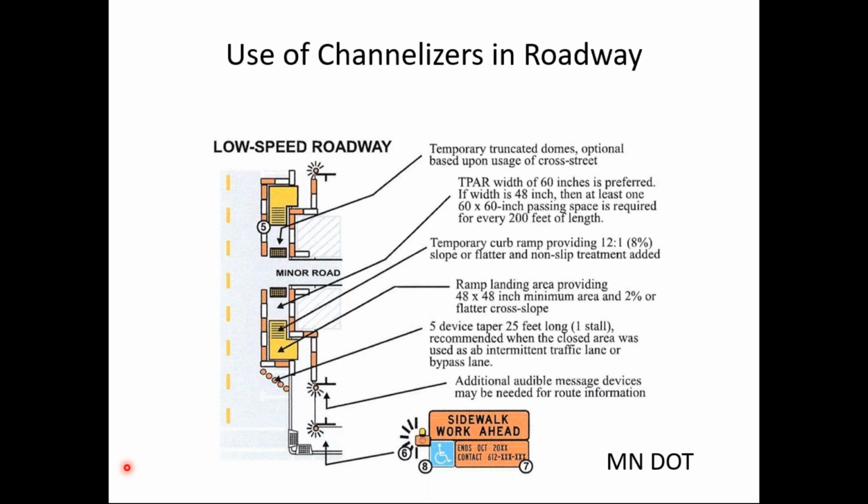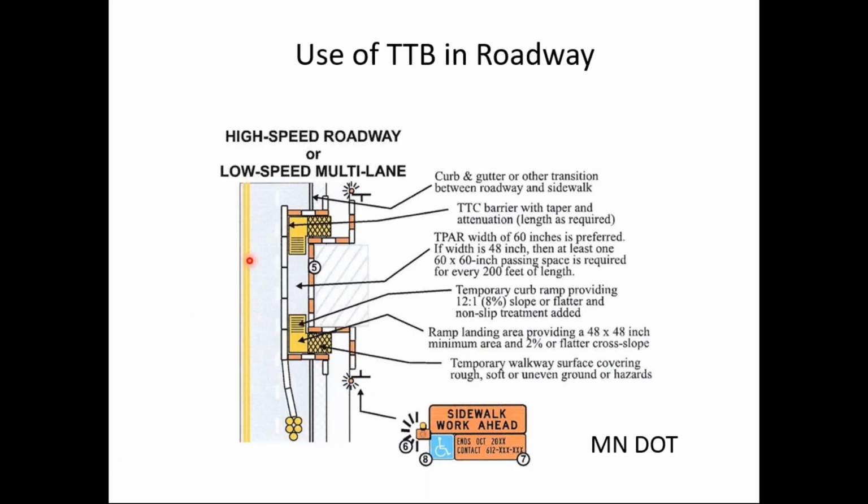Now this one is slightly different. Notice here we're talking about a high-speed roadway or low-speed multi-lane. So multi-lane roadway or high-speed two-lane roadway. Again, this is from the Minnesota DOT. Notice channelizers used to direct pedestrians to the temporary ramp.